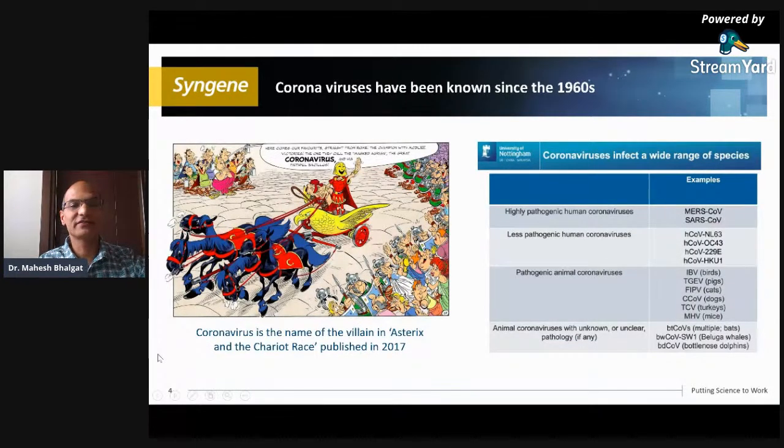Now, coronaviruses are not new. They have been known for a number of years. In fact, there is this Asterix comic that some of you may be familiar with, and they published in 2017 the name of the villain as coronavirus in one of their comics, Asterix and the Chariot Race. So these have been known to us. What is also known is that coronaviruses typically impact animals.